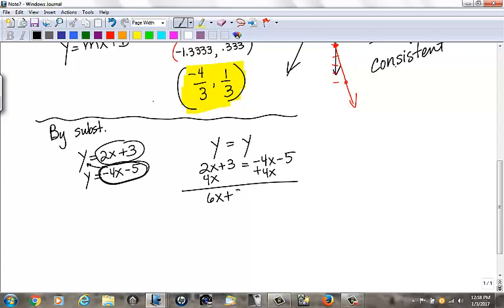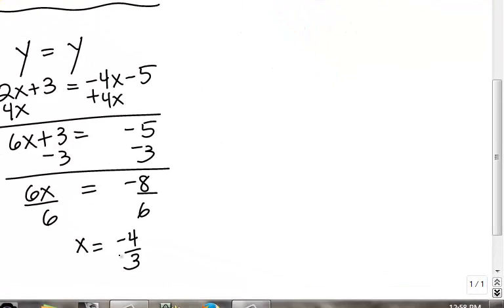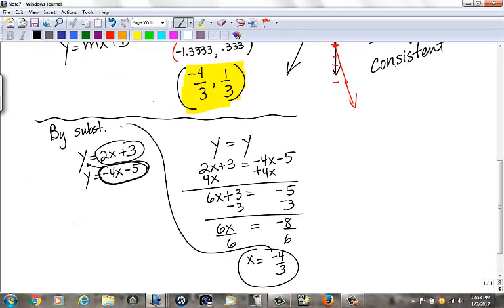So I get 6x plus 3 equals negative 5. Subtract 3. 6x equals negative 8. Divide by 6. Negative 4/3. Negative 8/6. And in here, May, because this is your first time with me, we reduce all fractions all the way through. Okay, so that's your x. You can sub that back into either one of the originals. Say sub that back into here, and solve for y.